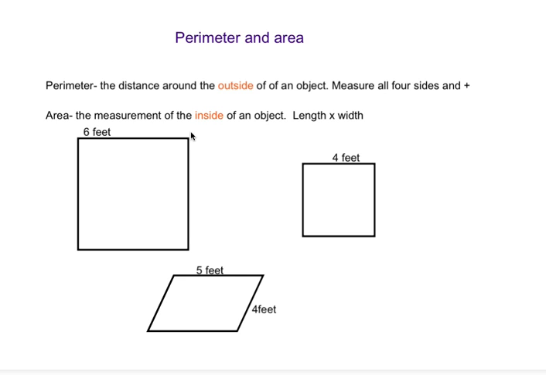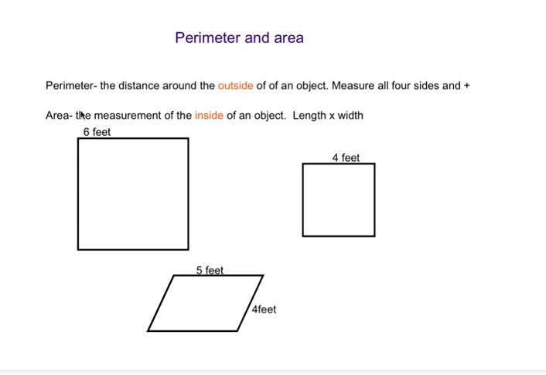So, the lesson you're watching tonight is on perimeter and area. Perimeter is the distance around an object. You measure all four sides and then add them together. That would be like if you were making a fence or you wanted to put something around an area. So 6, 6, 6, and 6, the measure around.